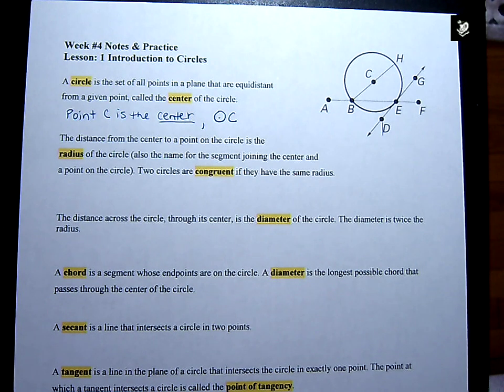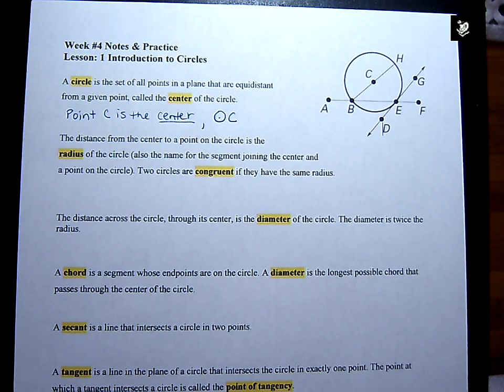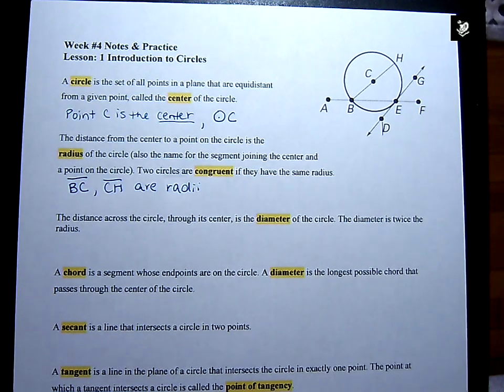The distance from the center to a point on the circle is the radius of the circle. So you may be used to calling this segment joining the center of the circle to a point on the circle the radius, but radius is also going to be considered a distance. So which of the following would be considered a radius of this circle? So in this case, BC or CH would be considered radius, or if we want to say more than 2 radius, we call them radii. So BC and CH are radii.